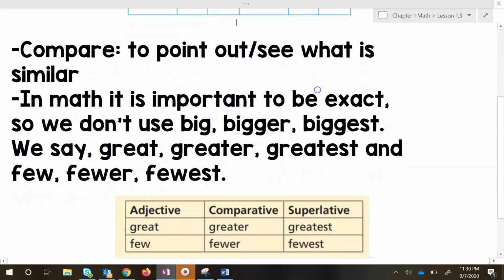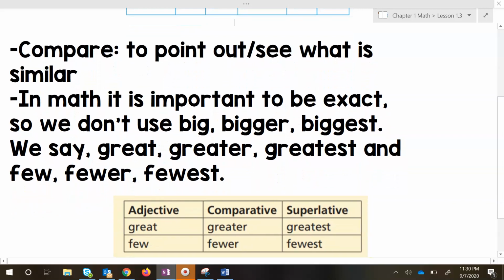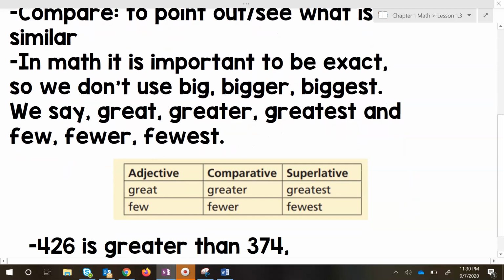The word compare is to point out or see what is similar. So in math, it is important to be exact. So we don't use big, bigger, or biggest. We say great, greater, or greatest. And few, fewer, and fewest.